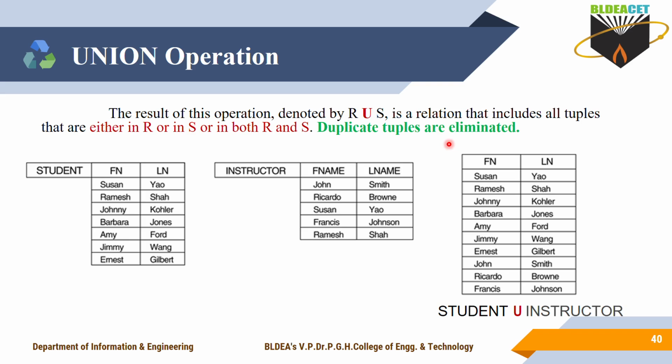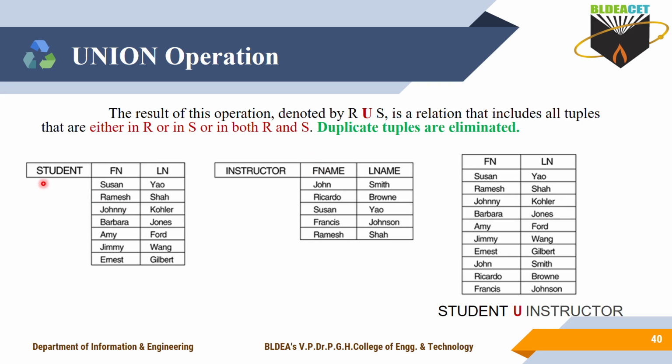Duplicate tuples are eliminated. If the same tuple is present in both relations, then instead of getting the result with two tuples, you will get only one tuple. And one more criterion: if you want to apply the union operation between any two relations, the number of attributes in both relations must be the same, and the data type of the attributes of both relations must be the same.